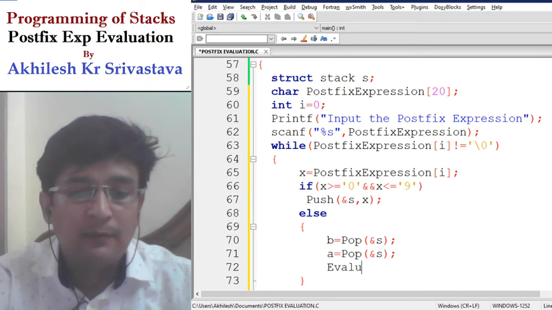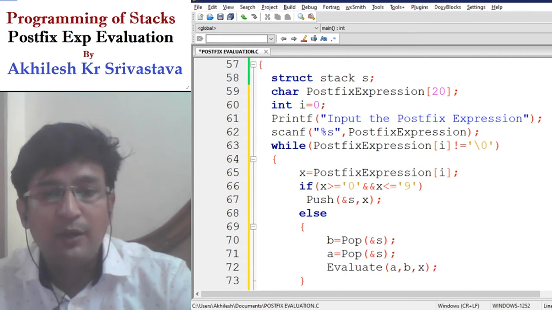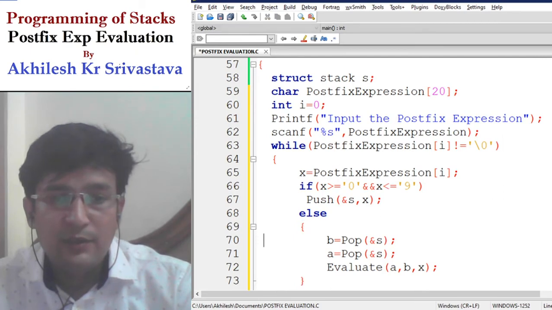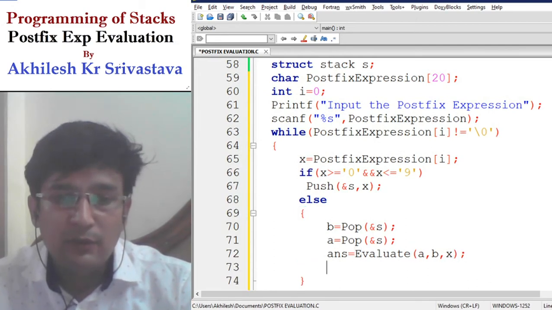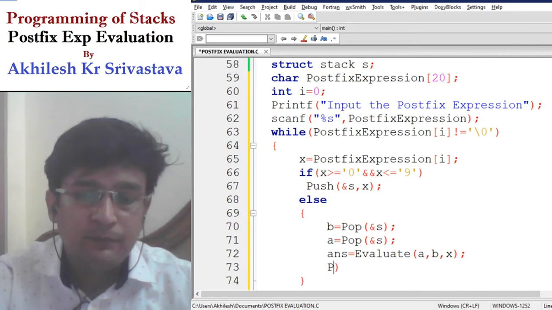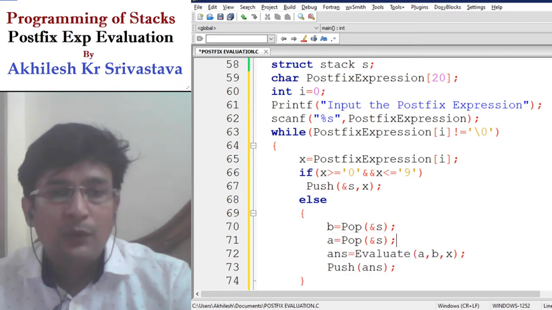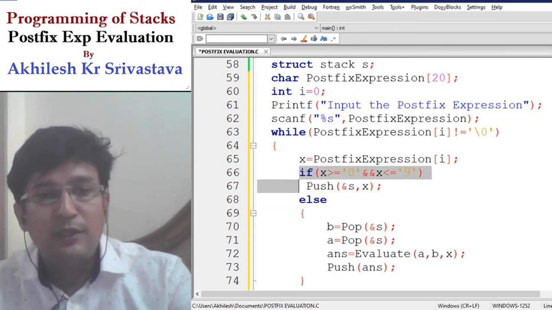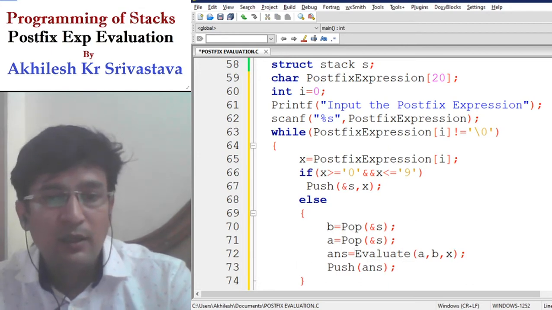After this, we evaluate this. Let's say evaluate is a function that will apply the x symbol, which is an operator, on A and B. And let's say it returns some answer, and so we need to push this answer on the stack. So this answer will be pushed to the stack. So here you can see that if we have identified an operand, that needs to be pushed on the stack. In case that is not an operand, it has to be an operator. If it is an operator, two values are required to be popped from the stack, and on those two values we apply the operator. Evaluate is a function that will apply the operation between A and B, and the answer is generated. That answer will be pushed on the stack.